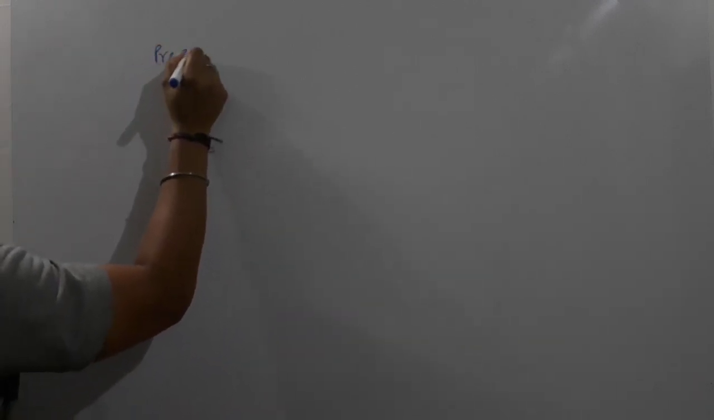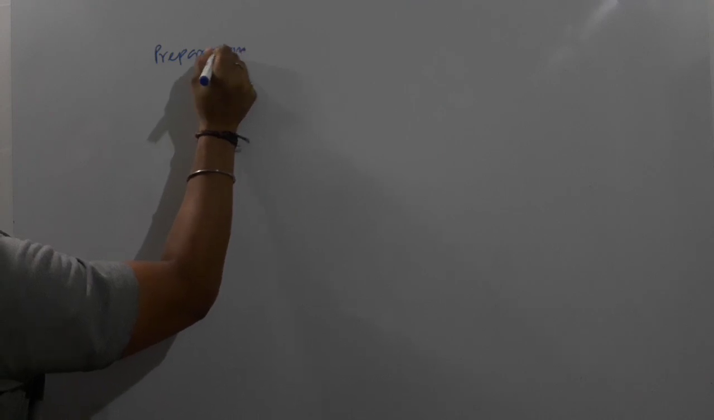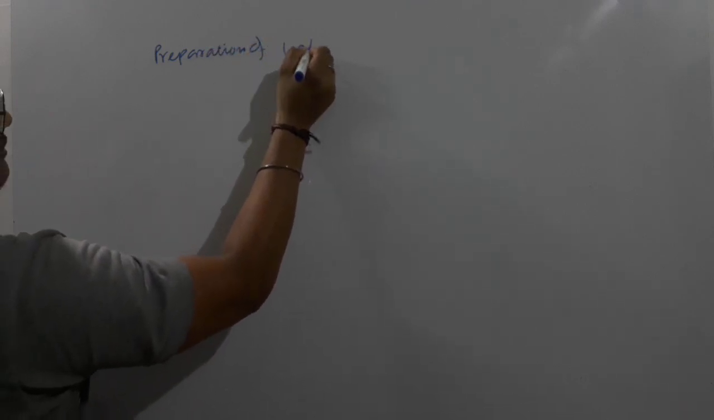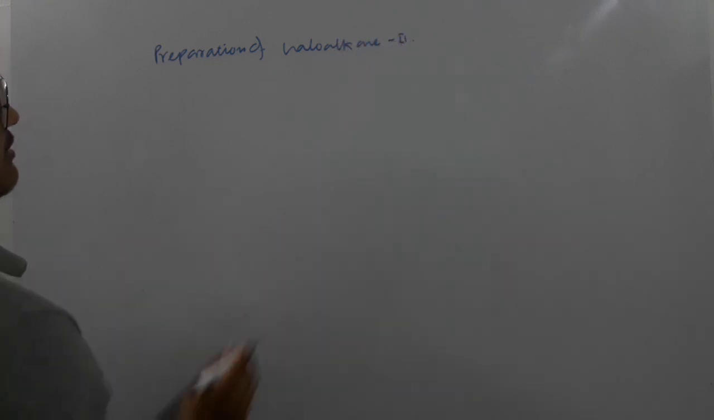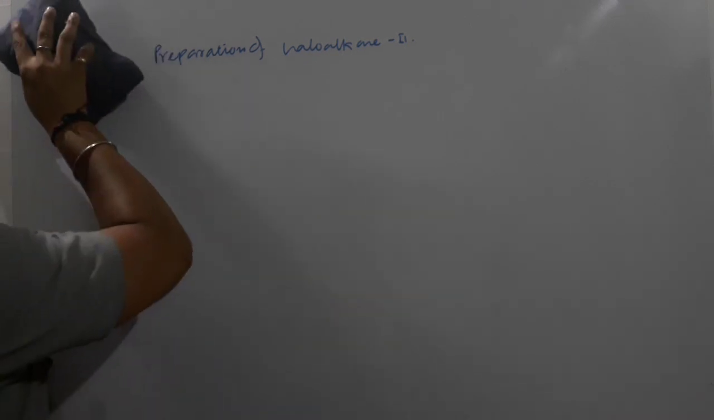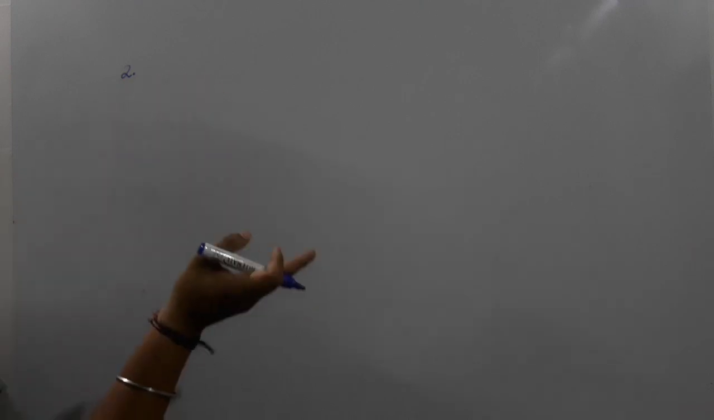So this class will be basically our preparation of haloalkane, part 2. In this class, there are some preparation methods of haloalkane which are from hydrocarbon, so that particular topic I will discuss now. It will be the second point. We will continue from that fifth class, which was from alcohol.